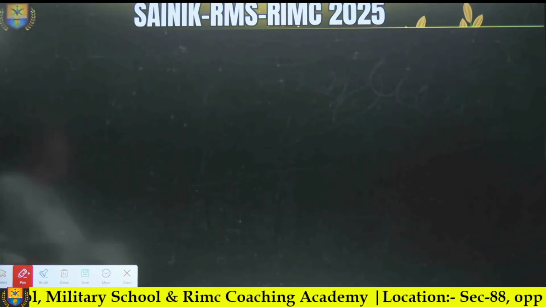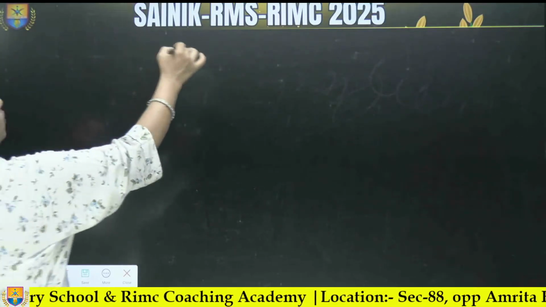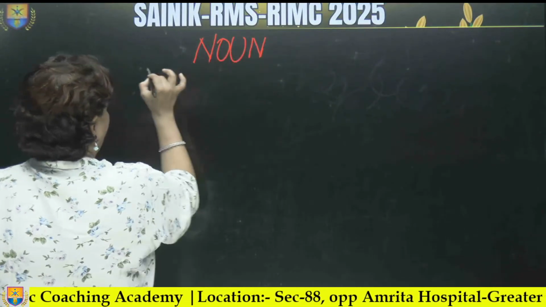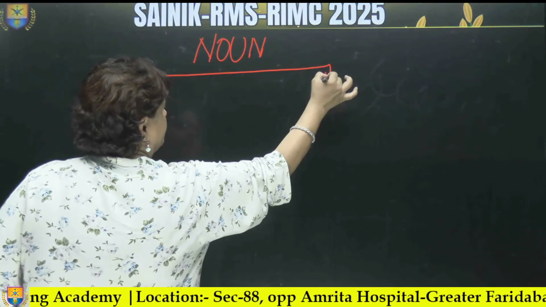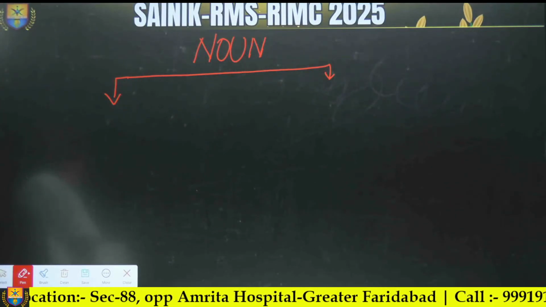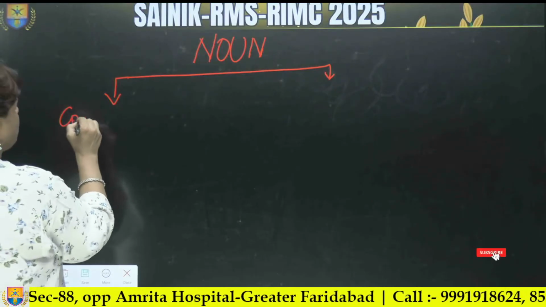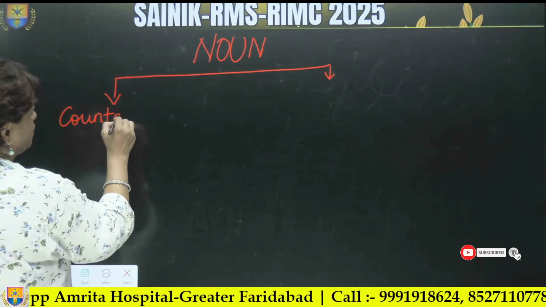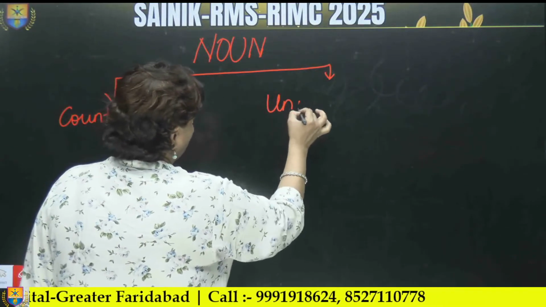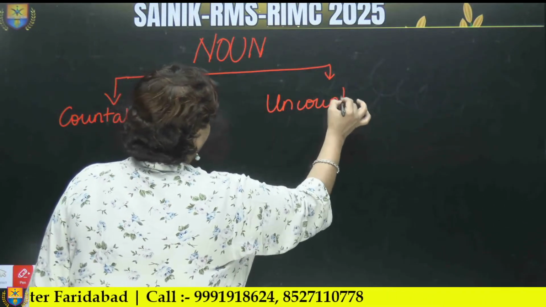Now let's see this table. We have the noun. Let's do it in a tabular form: those which can be countable and those uncountable.